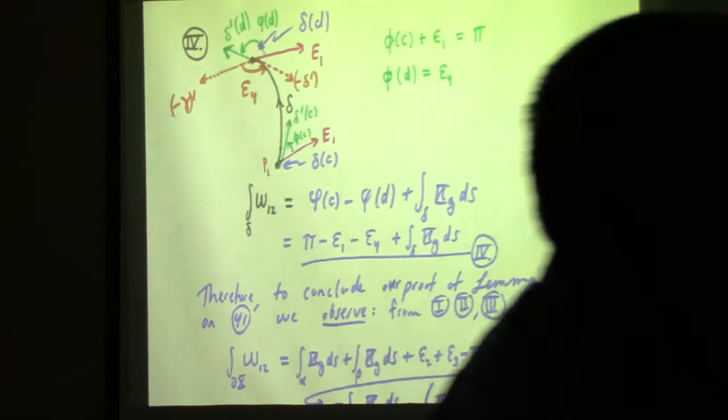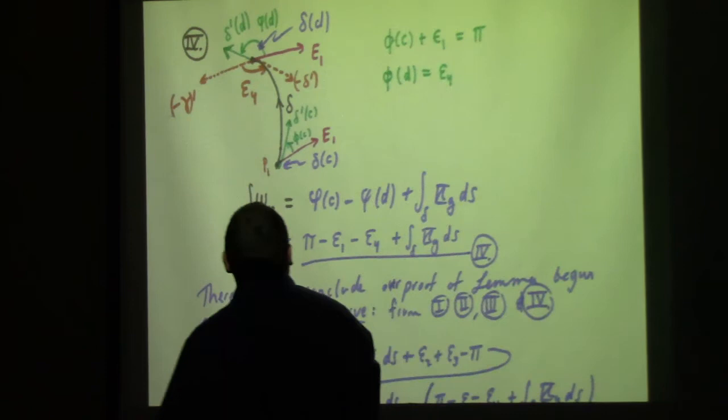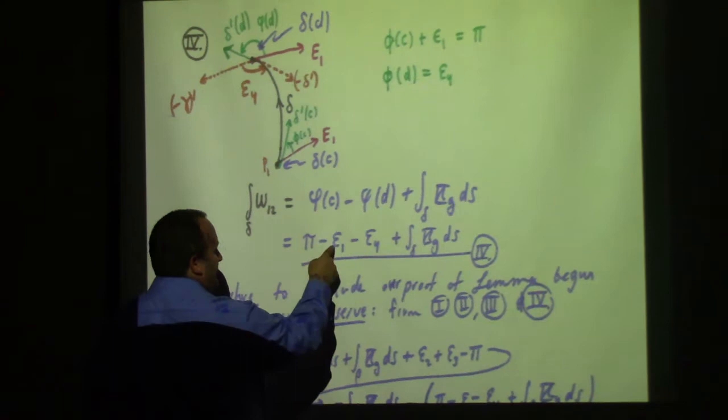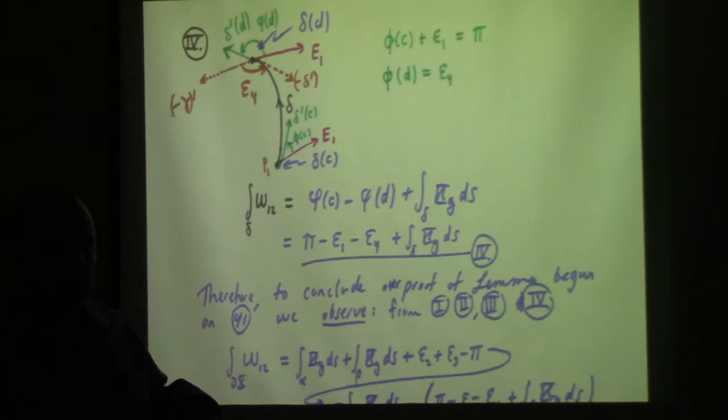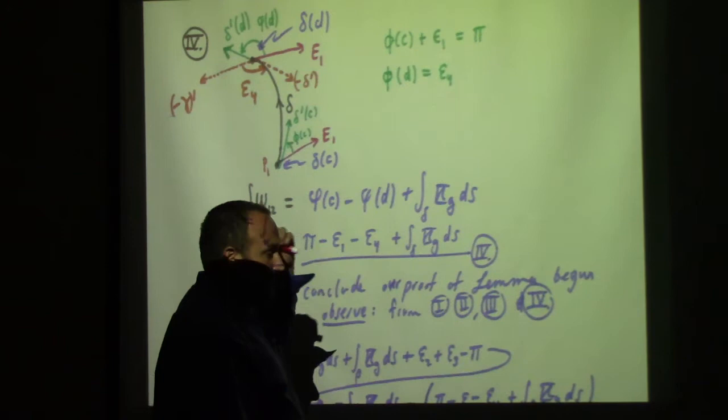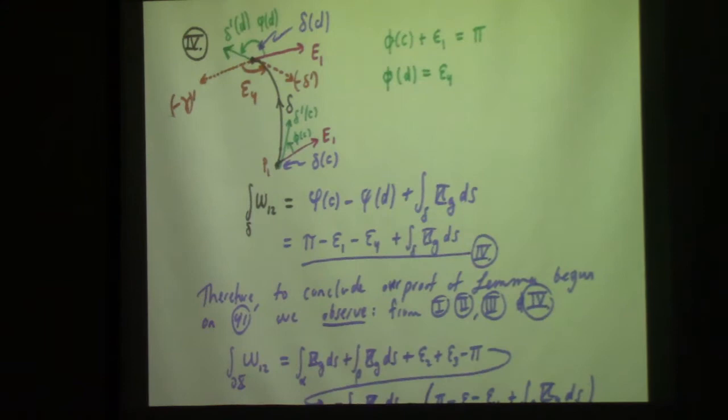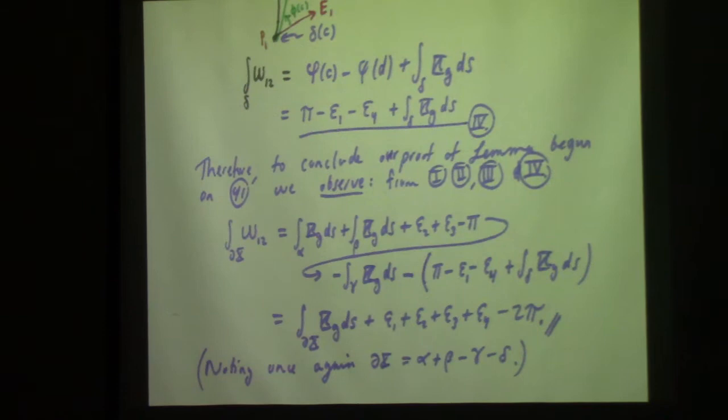We were just suffering through the fourth segment. And we have come to the conclusion that phi of c was pi minus E1 and that phi of d was equal to E4. So there we go, pi minus E1 minus E4. So you get pi from one, pi from the other, and all together, the two angles from the one and the two angles from the other, that's the Gauss-Bonnet angle theorem. So there it is.